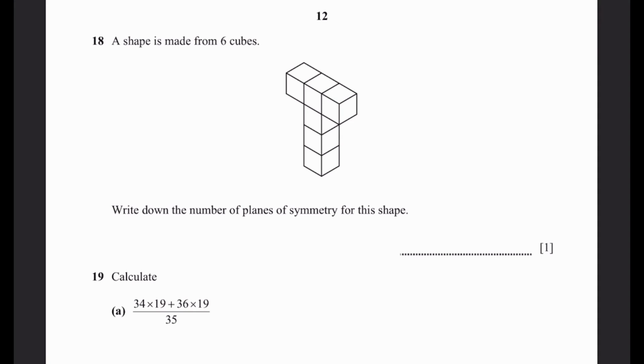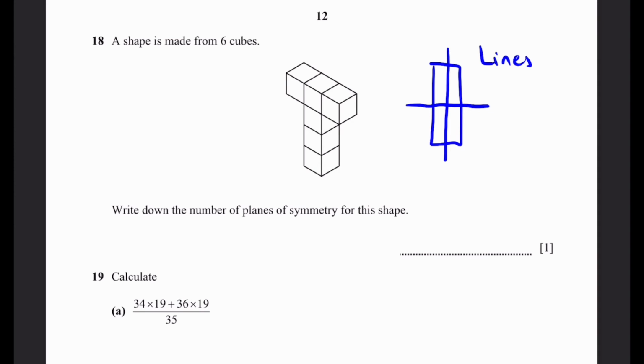Question 18. A shape is made from 6 cubes. Write down the number of planes of symmetry for this shape. In one of my previous videos, I explained what planes of symmetry means, but let's take a quick recap at it. In a 2D shape, let's take a rectangle. There are 2 lines of symmetry which go like this. These are lines of symmetry.